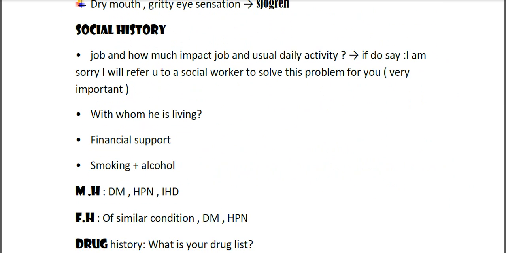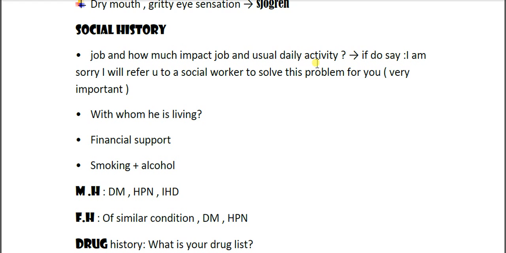Social history. At this point, you can start examining the patient so as not to waste time, because social history, medical history, family history, and drug list are typical for all the cases. So you are only acting. What is she doing for a living? She's a secretary, doctor. And how much do her symptoms affect her job and usual daily activities? Affecting so much, doctor, she has difficulty dealing with the keyboard and typing.